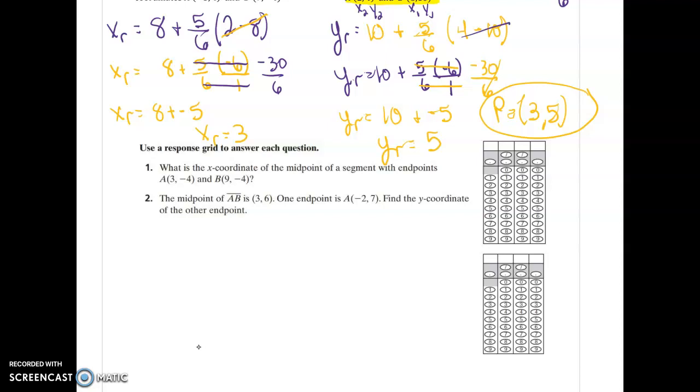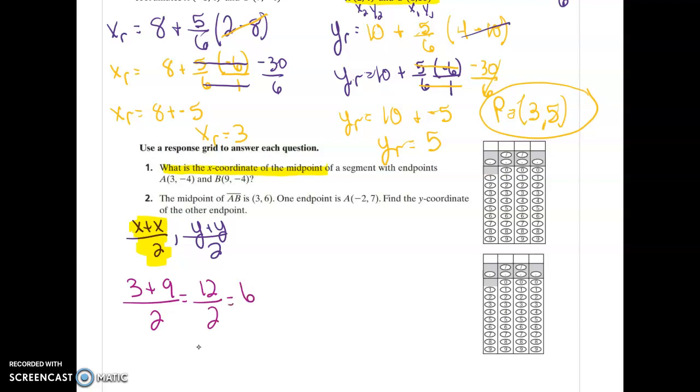So what is the x coordinate of the midpoint? So I'll be using my formula for midpoint where I add the x's, divide by 2, add the y's, divide by 2. But since they just want the x coordinate, this is all I have to do. So I'm going to take my x coordinate of 3, add my x coordinate of 9. When I add them up, I get 12, and 12 over 2 is 6. So the answer to question 1 is 6.